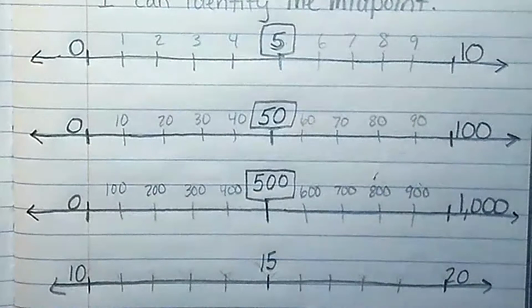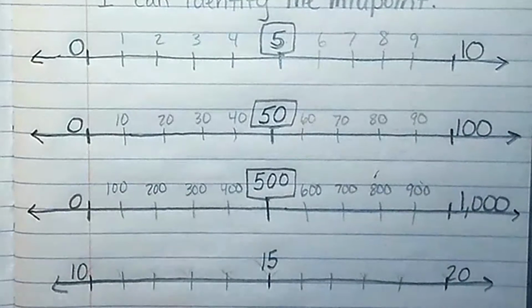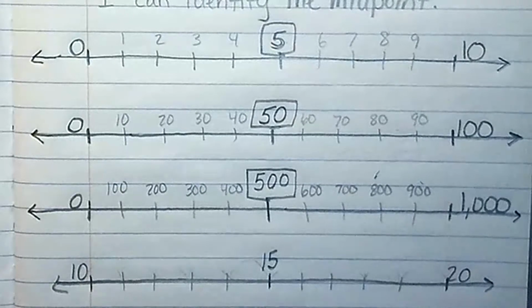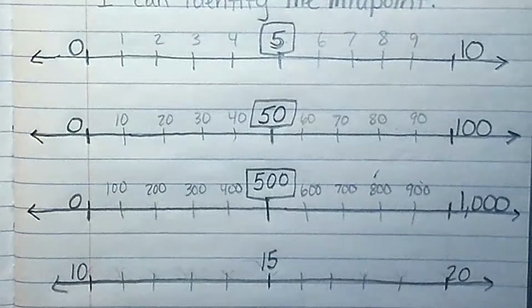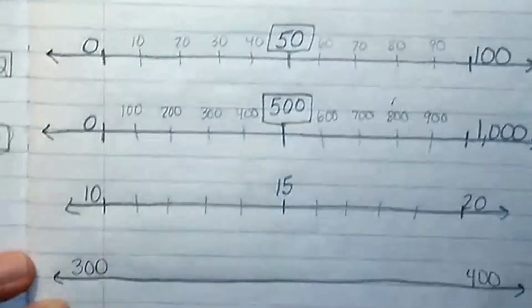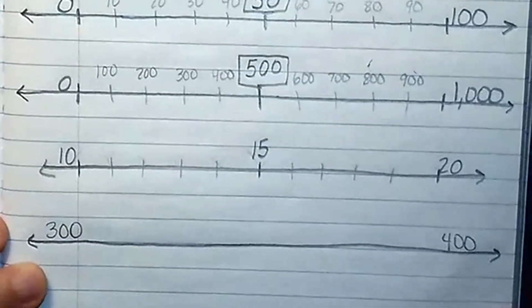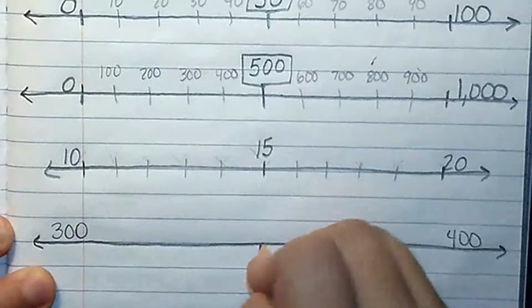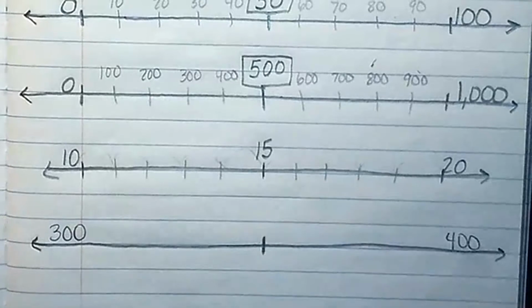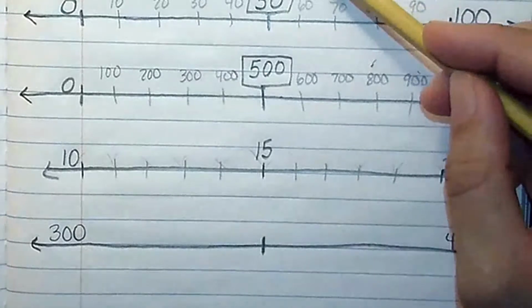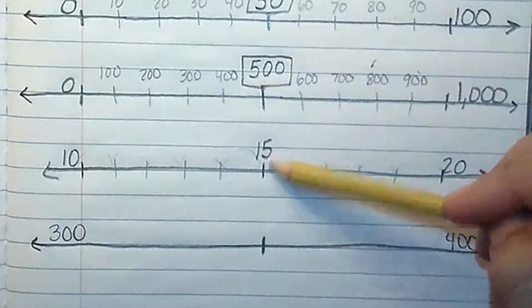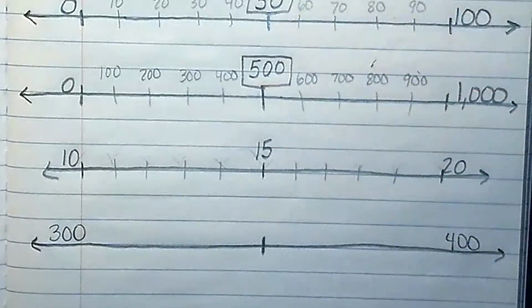All right, let's try one more like this. I'm going to label 300 and 400. And I'm trying to find the number that comes right in the middle. That was not my best line. That's okay. We're flexible 4th graders, right? I've noticed all of the others, 5, 50, 500, 15, they all have 5 in them. I wonder if that pattern will continue.